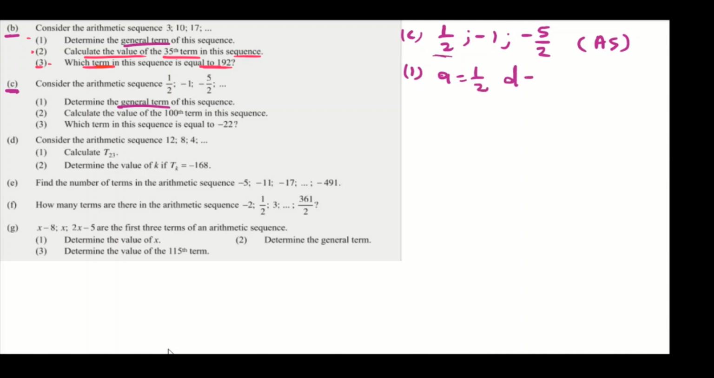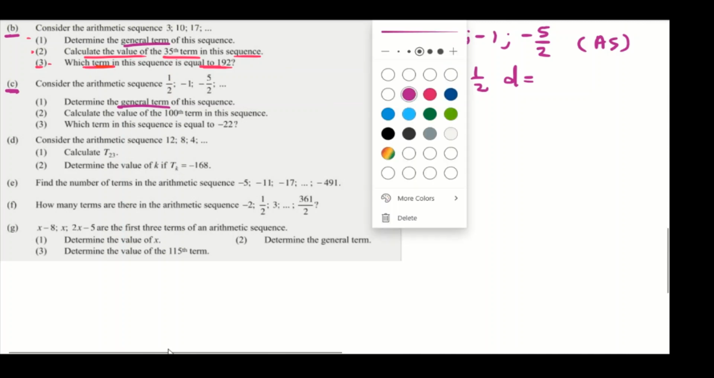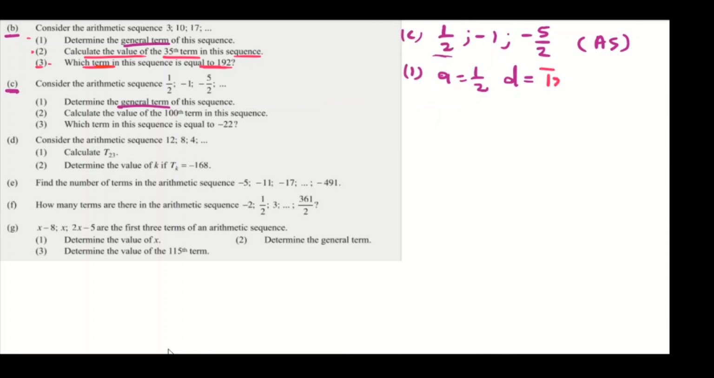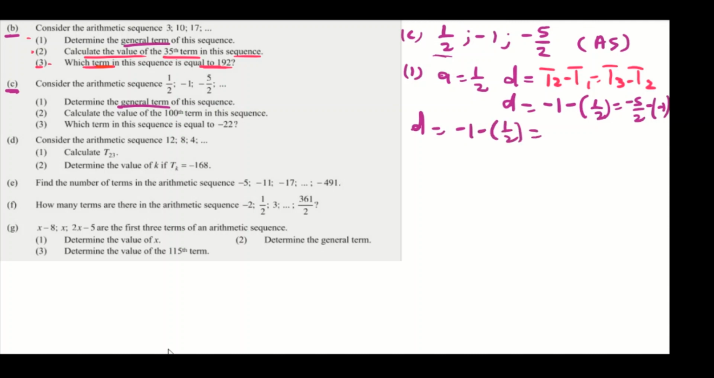And then we need to find the difference, because that is the property that defines an arithmetic sequence. So meaning that you have to say term number 2 minus term number 1 is equal to term number 3 minus term number 2, right? And then our D is equal to term number 2, it's minus 1, minus term number 1, which is 1 over 2, is equal to minus 5 over 2 minus 1, right? D is equal to, let me write it properly, minus 1 minus 1 over 2 equals minus 5 over 2 minus 1. So our D in this problem here is going to be minus 3 over 2.